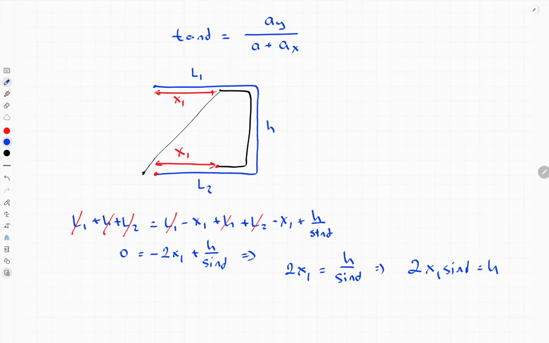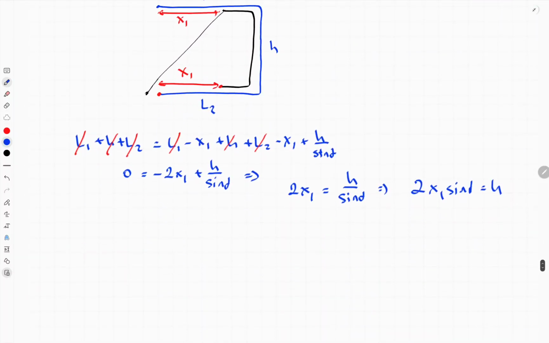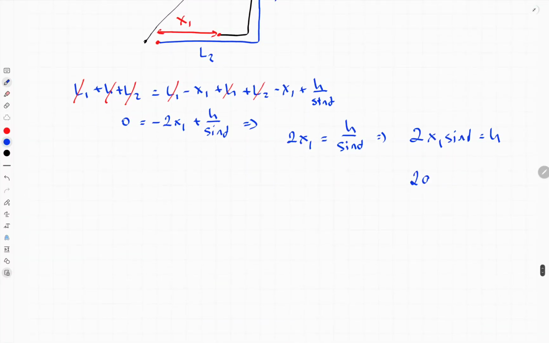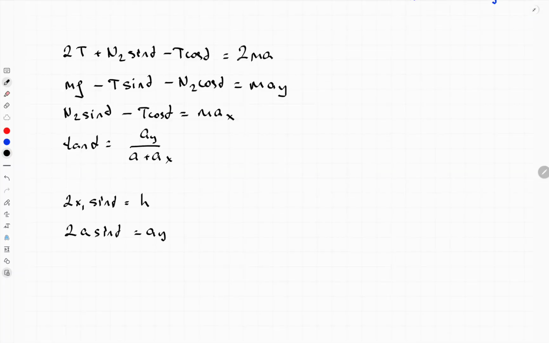Also, x1 is the distance that the inclined plane moves, and the inclined plane's acceleration we said is a. It means we can write it in terms of acceleration: 2 times a times sine alpha equals ay, the acceleration in the y direction. So let's copy all our equations in one place so we can decide what to do further. So now we have enough equations to solve this problem.